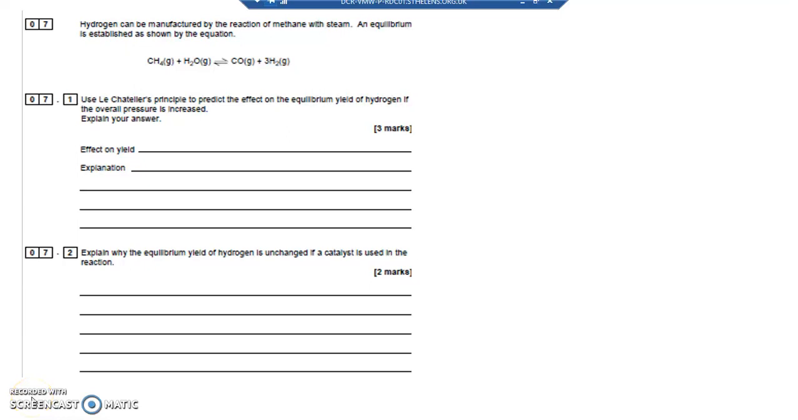Question 7. Hydrogen can be made by the reaction of methane with steam, and the equilibrium is given below. Use Le Chatelier's principle to predict the effect on the equilibrium yield of hydrogen if the overall pressure is increased. Well, hydrogen is on the right hand side.